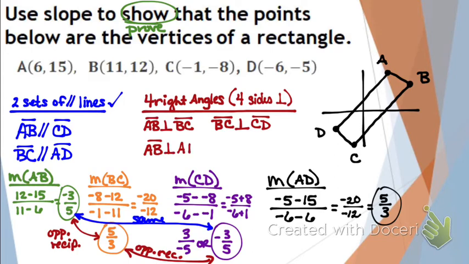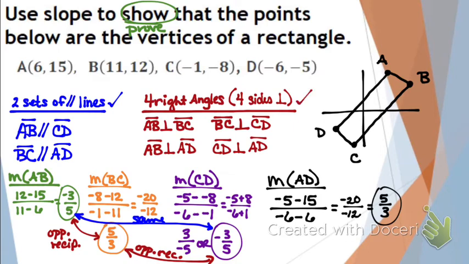AB and AD are perpendicular. Can we say anything else is perpendicular? I need 4 right angles. I've got 3 right now. CD and AD? Yes. CD is perpendicular to AD. Now I have my 4 right angles.